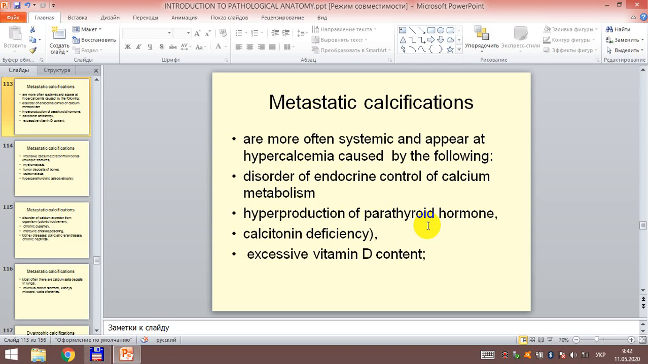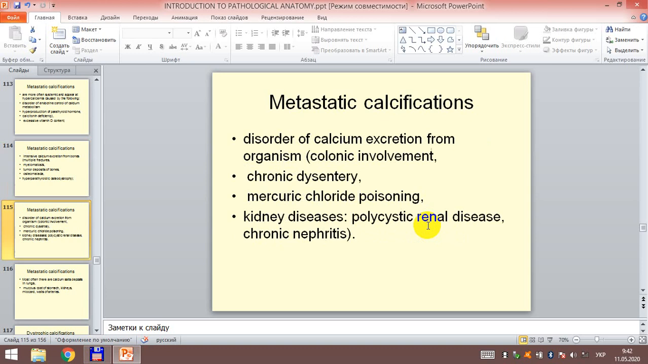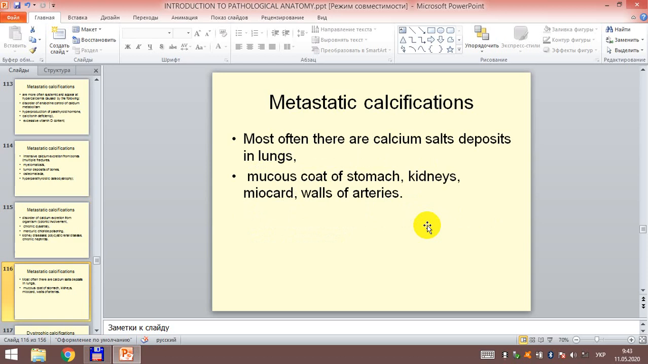Metastatic calcifications also occur with intensive calcium excretion from bones: multiple fractures, myelomatosis, tumor deposits in bone, osteomalacia, hyperparathyroid osteodystrophy. They also occur with disorder of calcium extraction from the organism: colonic involvement, chronic dysentery, mercuric chloride poisoning, kidney disease, polycystic renal disease, chronic nephritis. Most often the calcium salts are deposited in lungs, mucous coat of stomach, kidneys, myocardium, and wall of arteries.